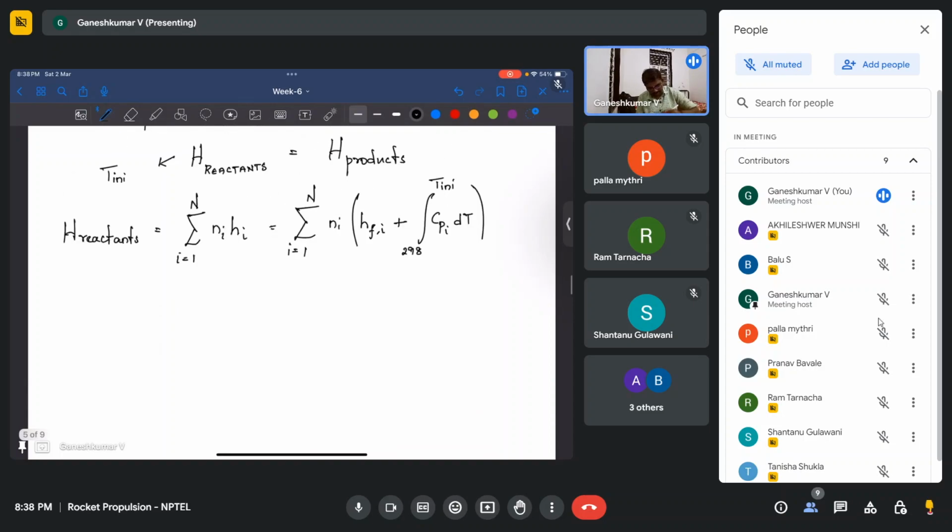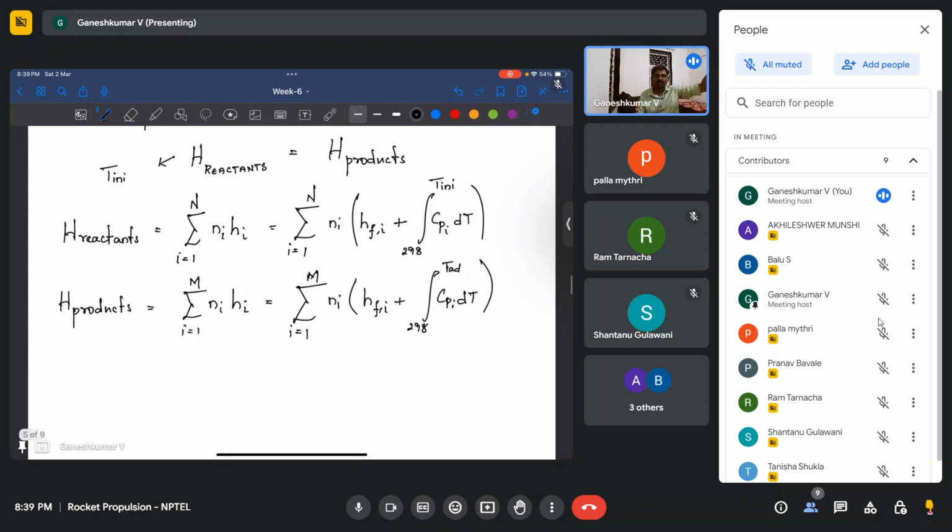Similarly, you can define the enthalpy of products: summation of i equal to 1 to capital M of Ni Hi, where capital N is the number of reactants and capital M is the number of products. It is the same thing, there is no difference, just one formula you should remember, and that too is the first law of thermodynamics. So you can write this as Hfi plus the integral of Cpi dT, but now the temperature is from 298 to the adiabatic flame temperature.